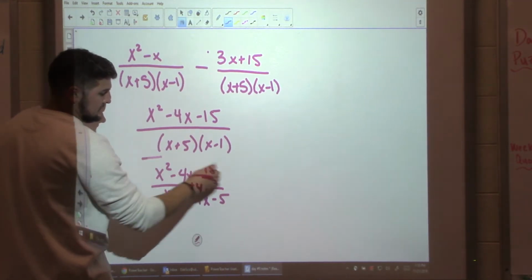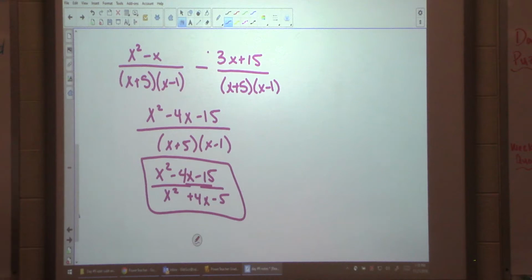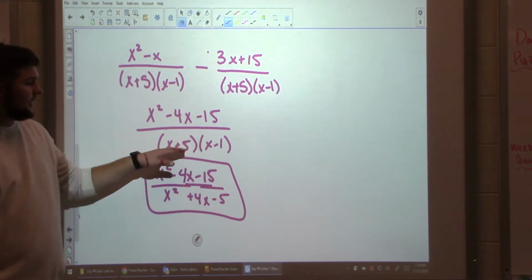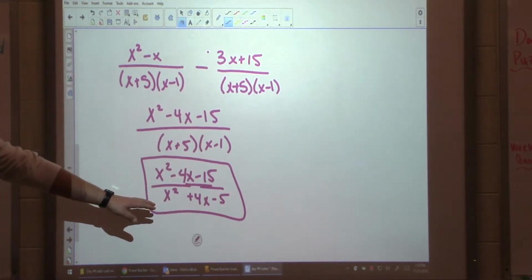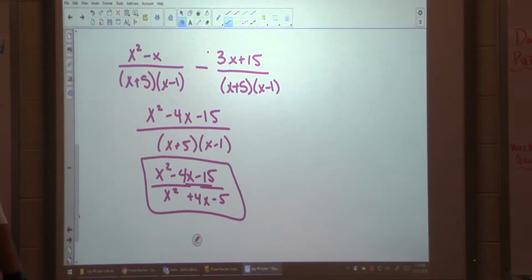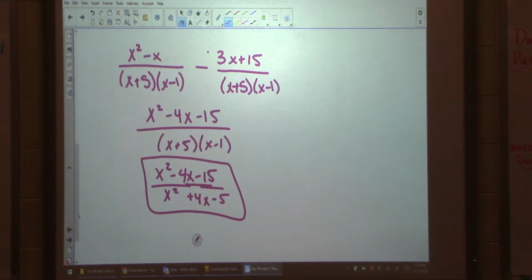Minus 5. That's my final answer. So all I did is I FOILed out my denominator there. Is everyone okay with me skipping that middle step there? Alright. I know it's kind of confusing to start with. Do we have any questions right now? Should we try another one? Okay, let's try another one.